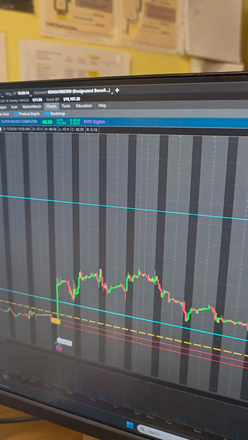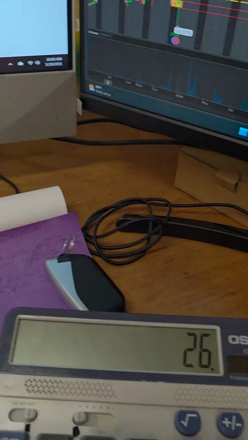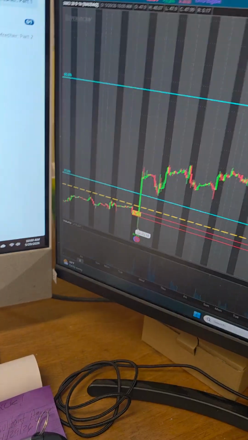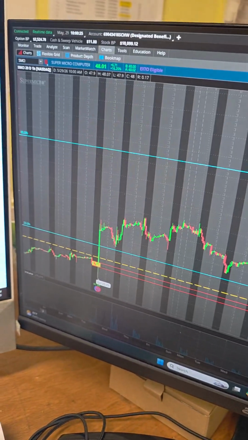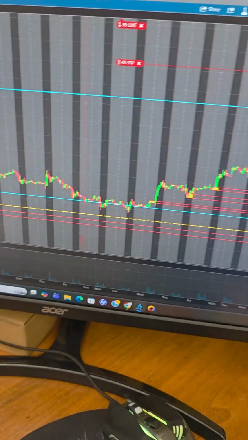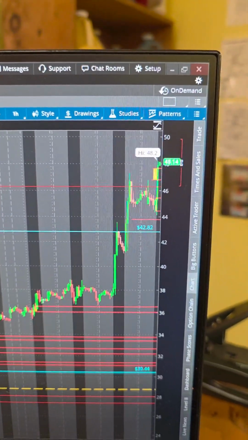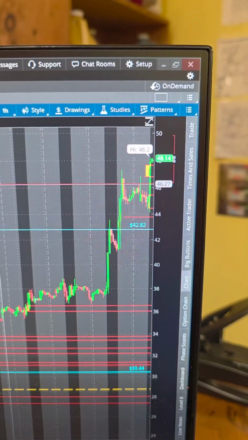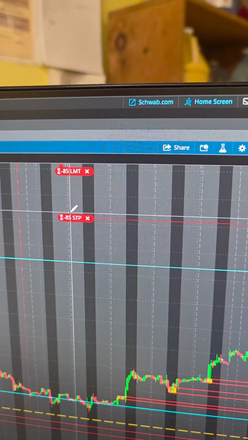So cancel that. 48 minus 26. That's $22. So if you have 2,000 shares, you just made $44,000. Oh, I shouldn't say that too loud. But this is what the trading game is all about. But you kind of have to know what you're doing, or you'll lose a lot of money.